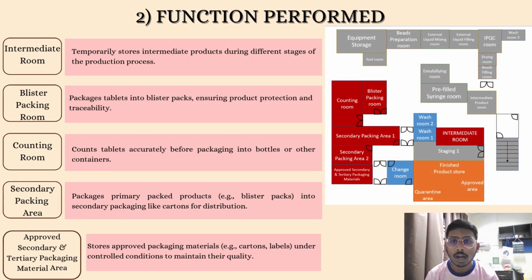The intermediate room temporarily stores the intermediate product during different stages of the production process. The blister packing room involves packaging tablets into blister packs, ensuring product protection and traceability. As for the counting room, it counts the tablets accurately before packaging into bottles or other containers. The secondary packaging area packages primary pack products like blister packs into secondary packaging like cartons for distribution. As for the approved secondary and tertiary packaging material area, they usually store approved packaging material like cartons or labels under controlled conditions to maintain their quality.